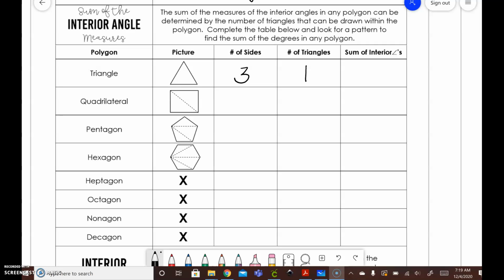Okay, sorry, I had to stop the video there. So let's go back to this. Triangles have 3 sides. There's 1 triangle in this picture. We know that the interior sum of a triangle is 180.